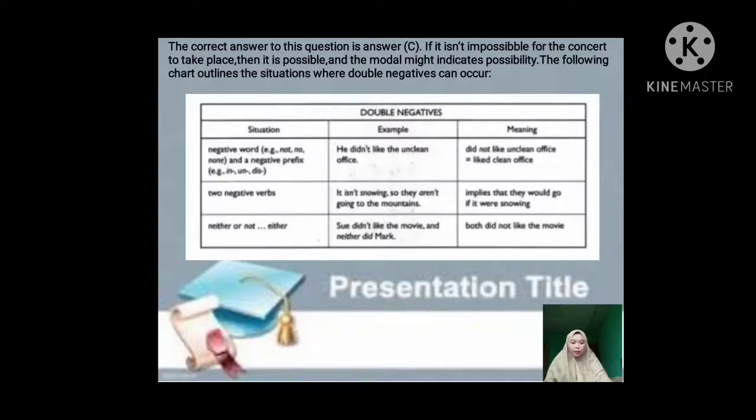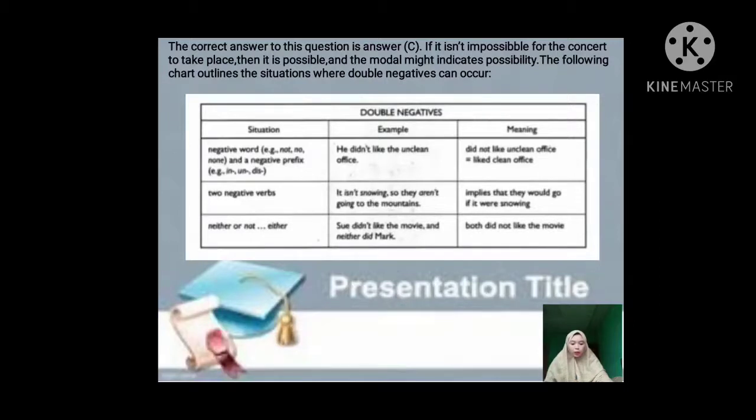Double negative situations. Situation one: a negative word, such as not, no, none, and a negative prefix, such as in this example: He doesn't dislike the uncleanliness of pigs, meaning he did not dislike it, he likes the cleanliness of pigs.